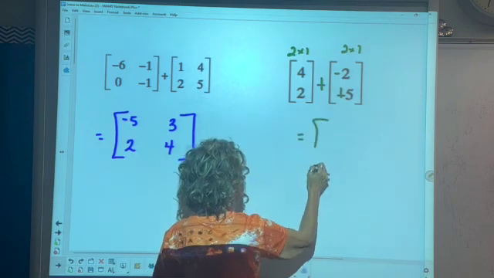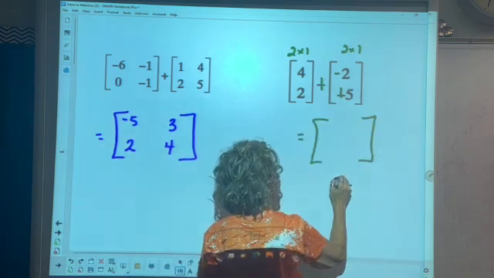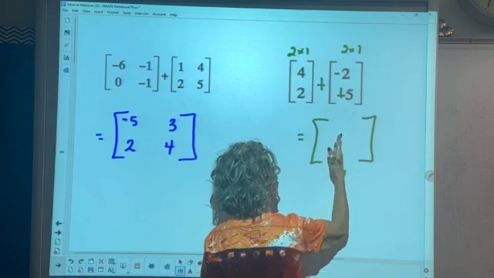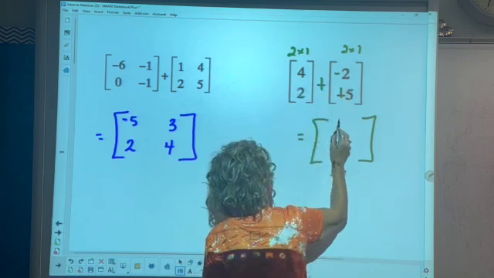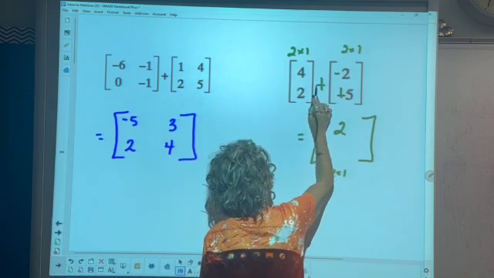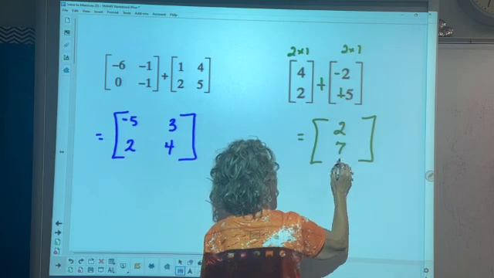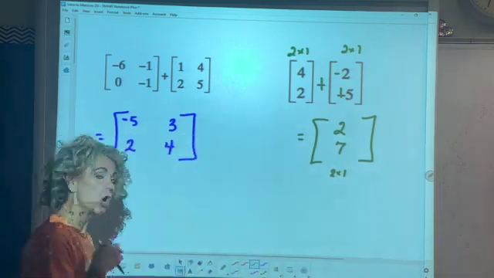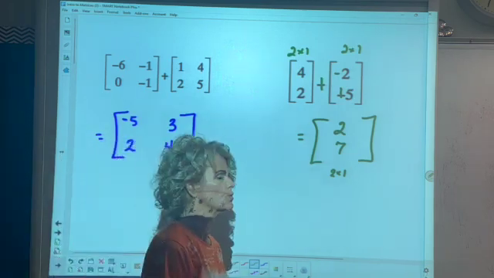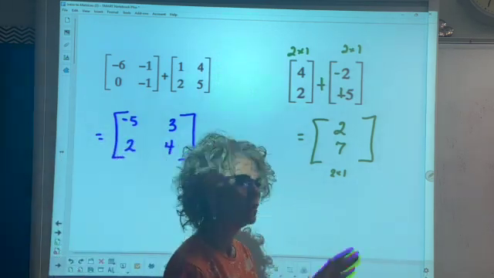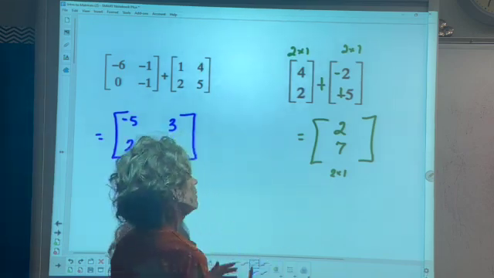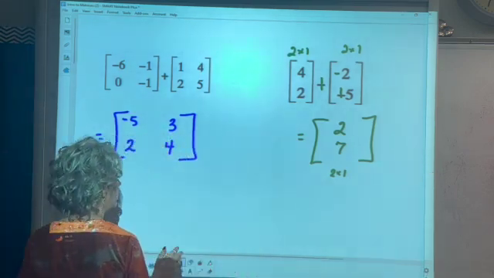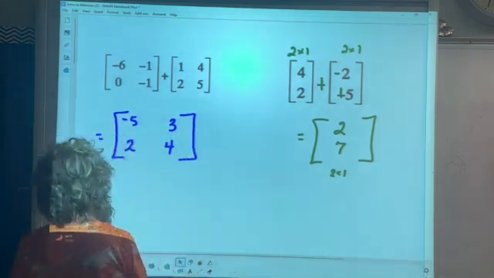My resulting matrix will be a 2 by 1, 2 rows, 1 column. 4 plus a negative 2 is 2. 2 plus 5 is 7. Ta-da! I'm done. These are easy peasy. Don't get in too big of a rush. We're not going to do 30 of them, so just take a deep breath, and we're going to take our time when we do these. It is important that we do them correctly, okay?